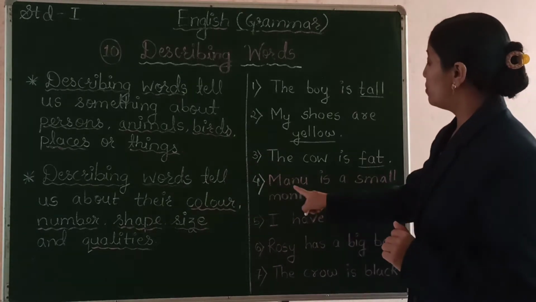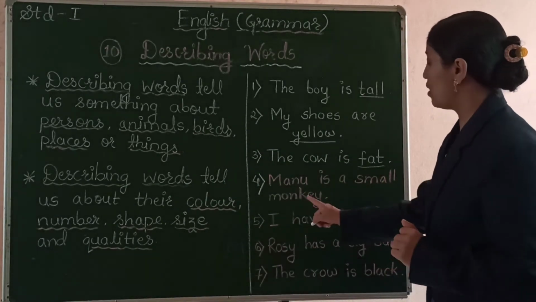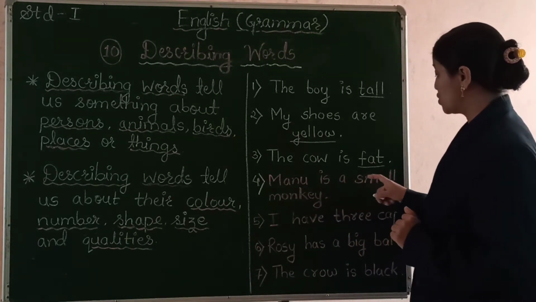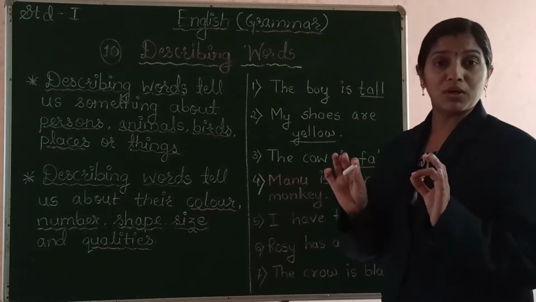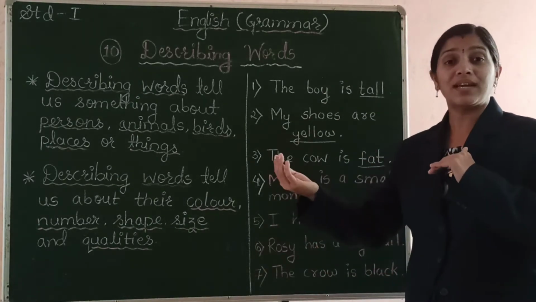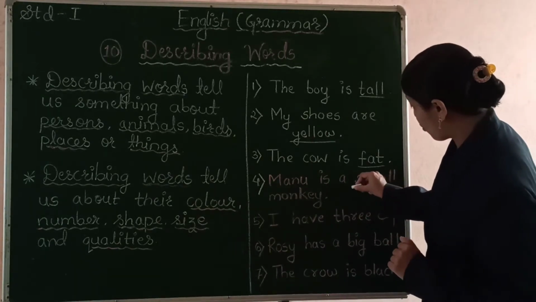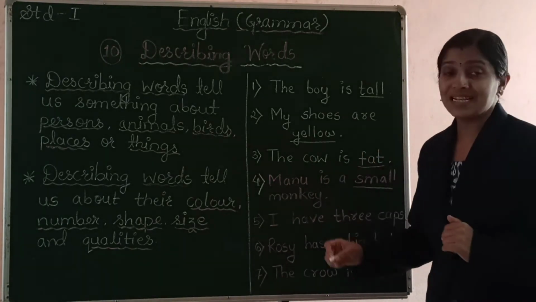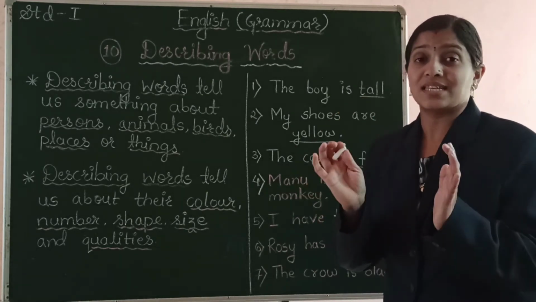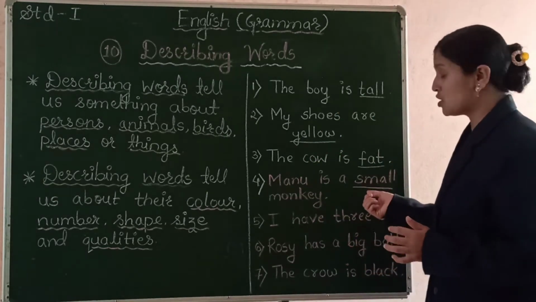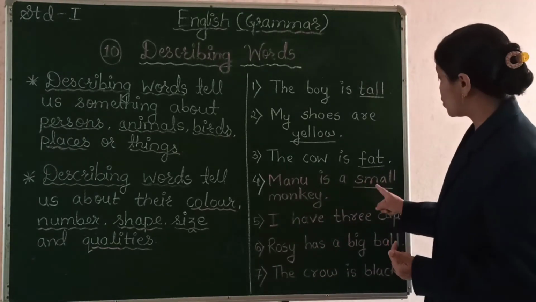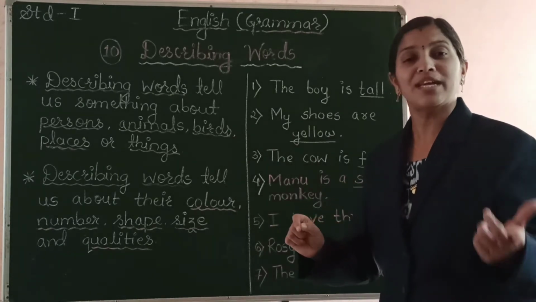The next is, Manu is a small monkey. So, what is Manu? Manu is a small monkey. So, Manu is a monkey. But how is it? Whether it is small or it is big? So, it is small. The word small tells us what type of monkey or what size is that of the monkey. The word small tells us the size of the monkey. So small is a describing word.